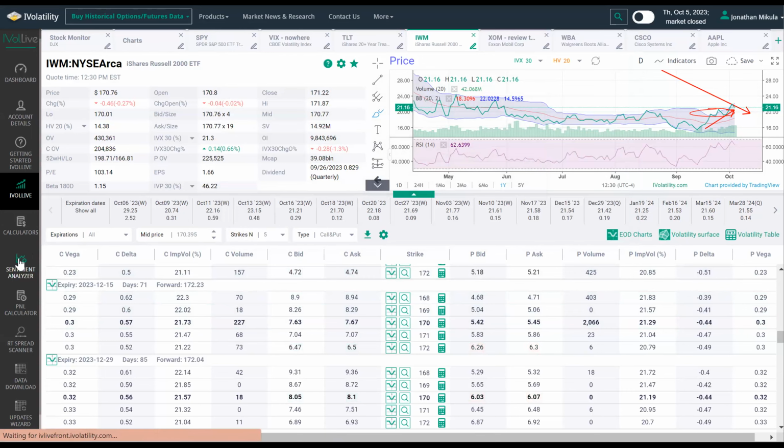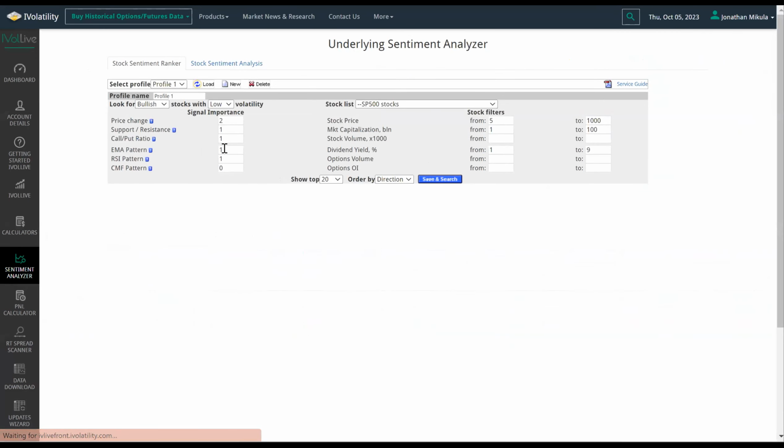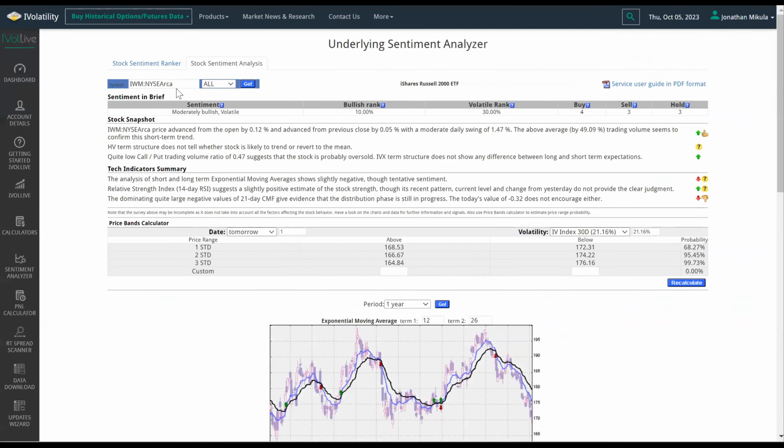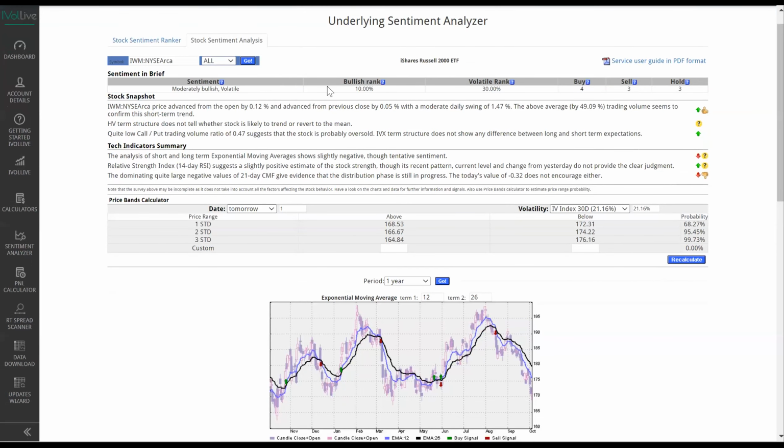Another thing I do, which is kind of outside the scope of today's webinar, is I'll come to this stock sentiment analysis tool, and I'll quickly run whatever equity I'm looking at through the stock sentiment analyzer. Because what I'm looking for is just affirmation, right? And so if I'm pressed for time, I like to look at this top row, which tells me, okay, the sentiment's moderately bullish, but it is volatile, which we know.